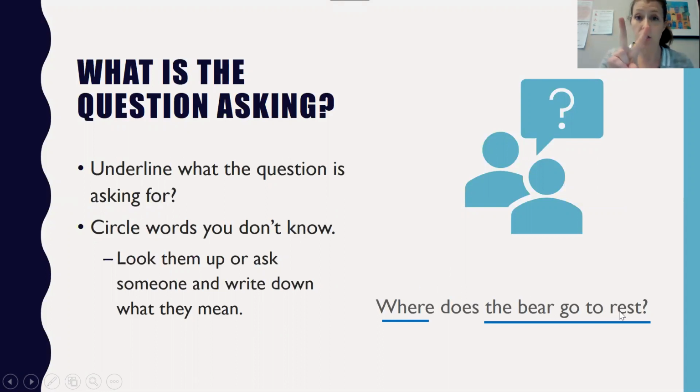The second thing I need to do is circle any words I don't know and look them up. You're lucky because you're next to a computer, so you can just type in dictionary.com and look it up right then and there, or you could ask somebody. So maybe we don't know what the word rest means, so we're going to look it up, and it means sleep or quiet time. So now let's reread the question to see if it makes sense now that we know all of the words. Where does the bear go to sleep or have quiet time?